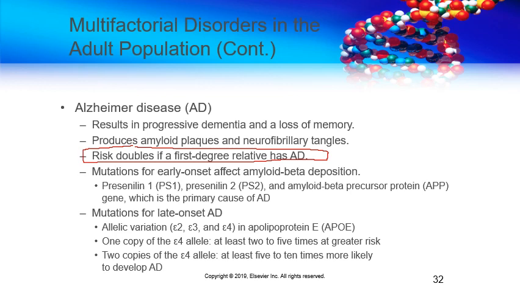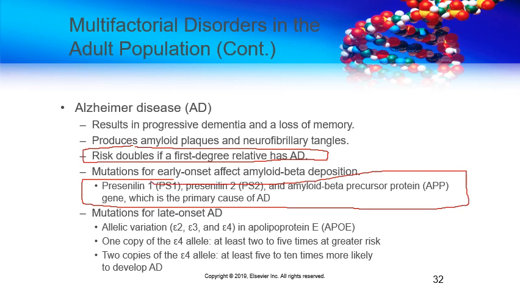deposit. The thing to remember is that these genes right here, the presenile genes, PS1 and PS2, and the APP, amyloid beta precursor protein, these are the primary cause of Alzheimer's disease. Okay, so if you see pre-senile, then make sure that you think about the cause of Alzheimer's disease.